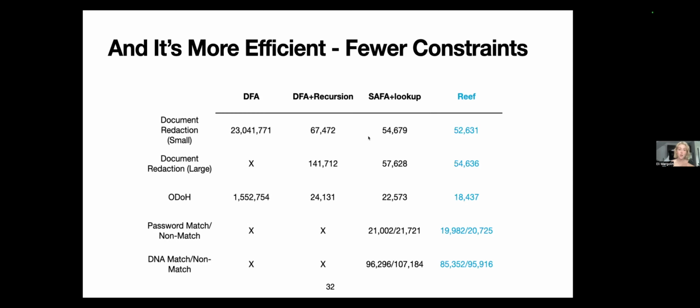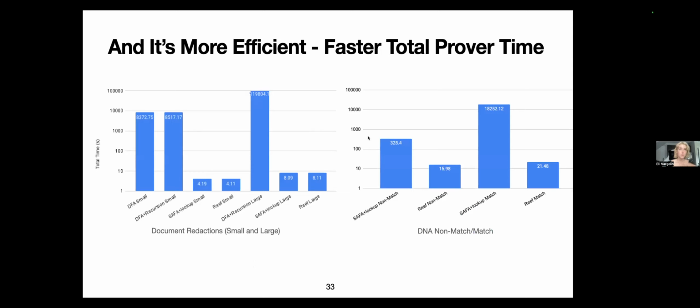Well, the benefits really come into practice when we look at total prover time. So here we have the document redactions example, both the small and large one, and the DNA matching and non-matching. So let's start with the document redactions. Here we have the SAFA plus lookup for the small case, and the SAFA plus lookup and Reef for the large document redactions case. You'll notice right away that Reef and the SAFA plus lookup application are multiple orders of magnitude faster than the alternative.